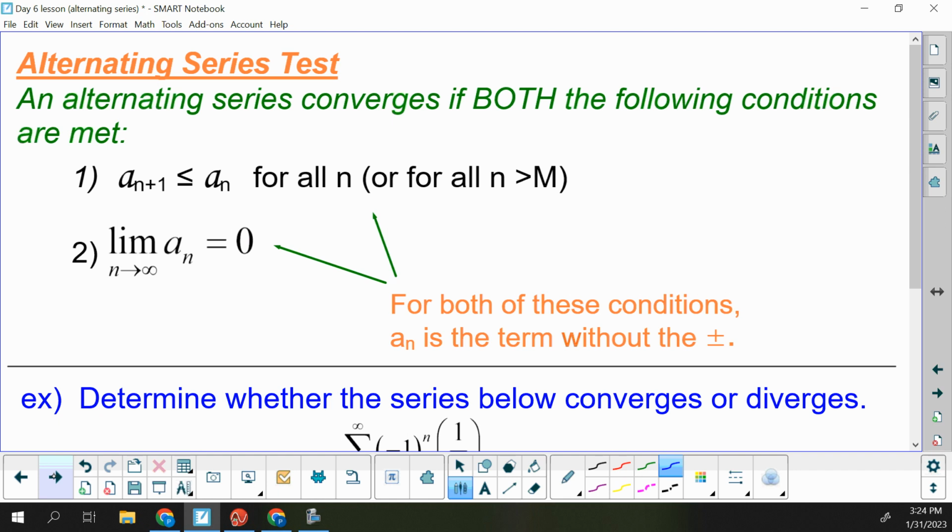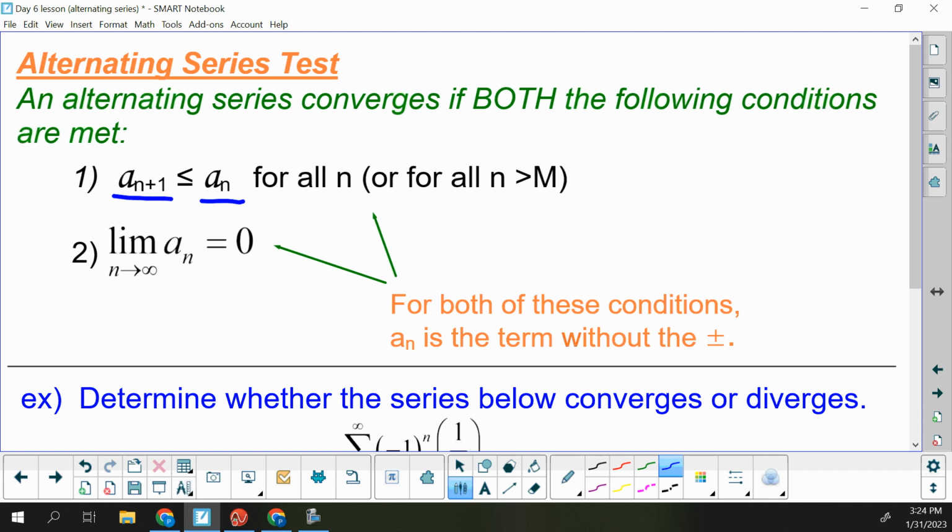If a_n+1 is always less than or equal to a_n. So what's meant by that? a_n+1 is the next term. So if the next term is always going to be less than or equal to the current term, that will help lead us to an alternating series converging. That's one of two criteria.